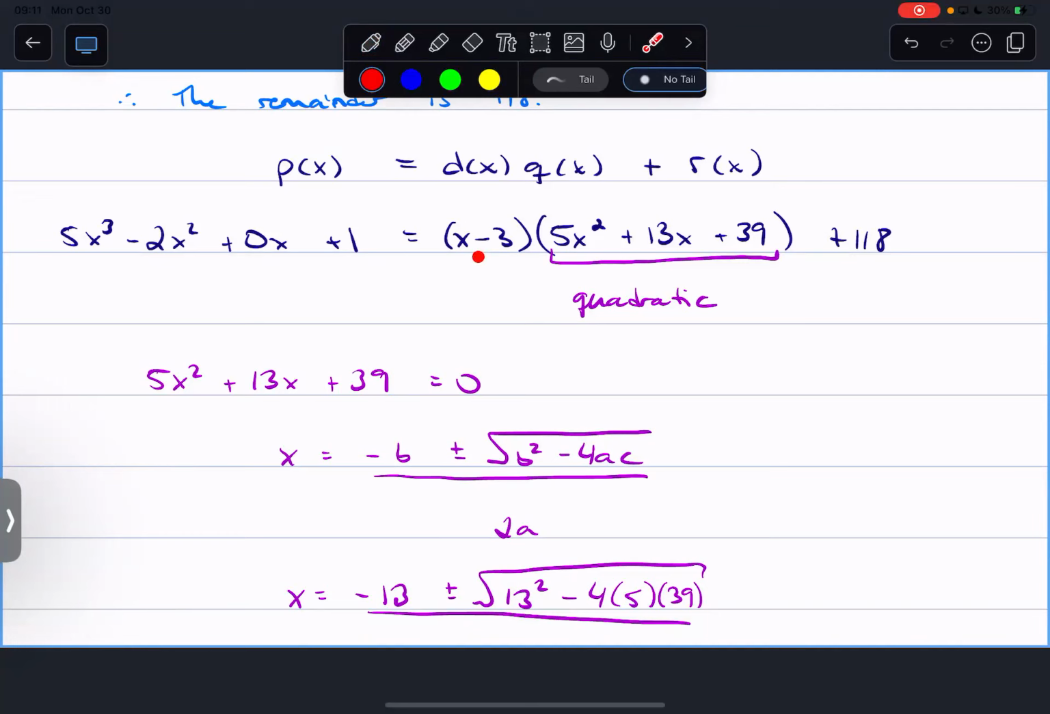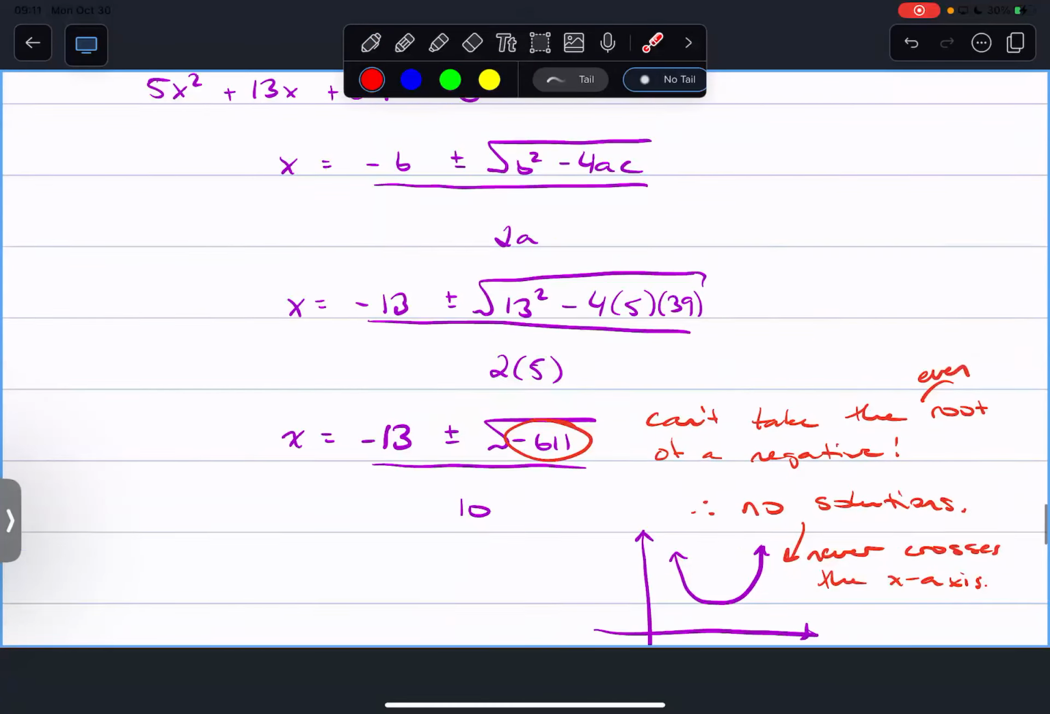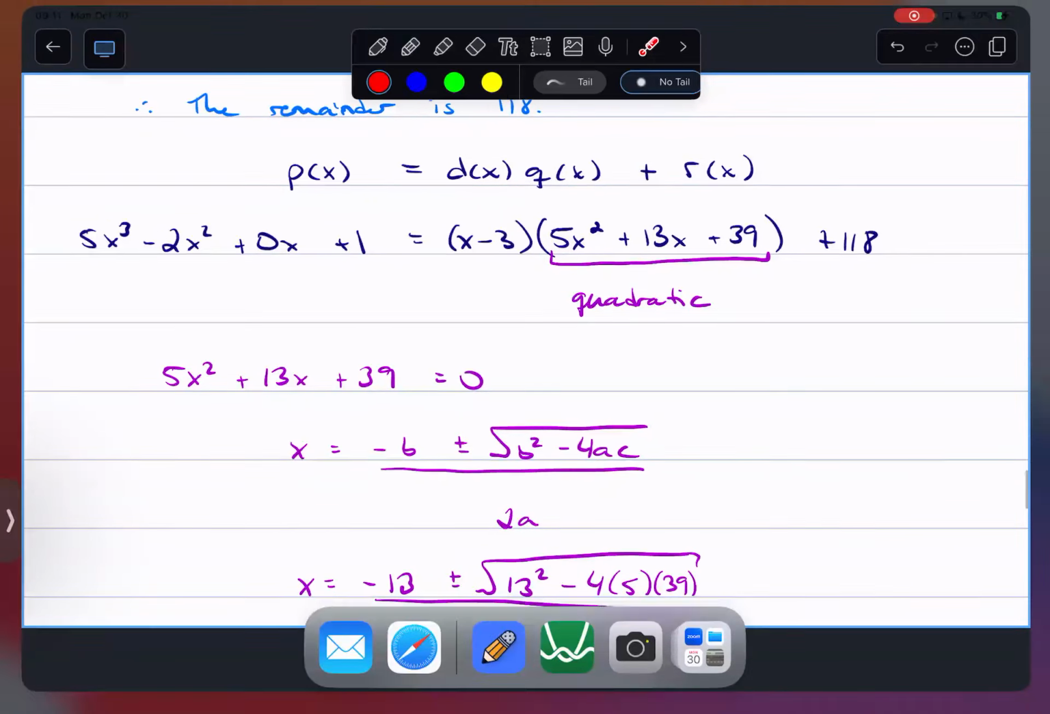It means that x minus 3 is the only factor, right? And so let's have a graph, right? I know the general shape of x to the 3, right? And so I'm trying to find where it might cross the x-axis, and let's see here.